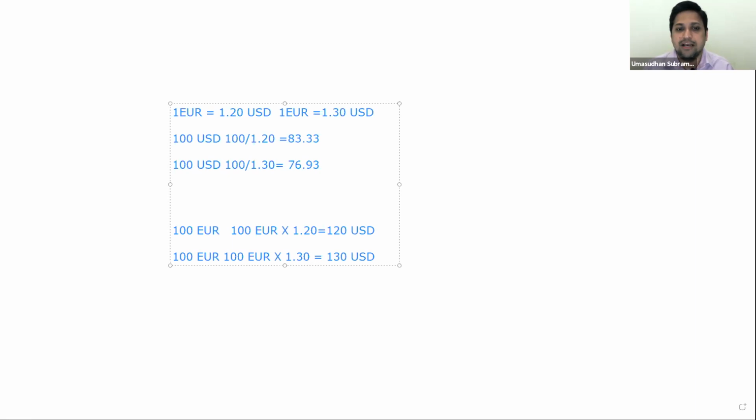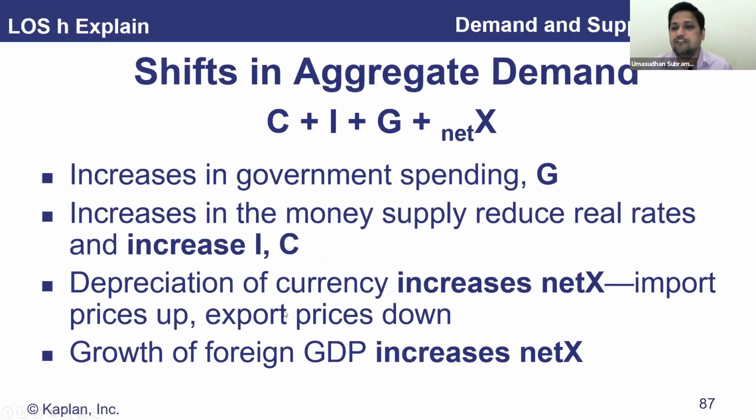So I'm going to go back now. This will make more sense to you now. Depreciation of currency increases net exports. Import prices up, export prices down. So when the export price is down, exports go up; import prices up, imports come down. That will increase your aggregate demand.